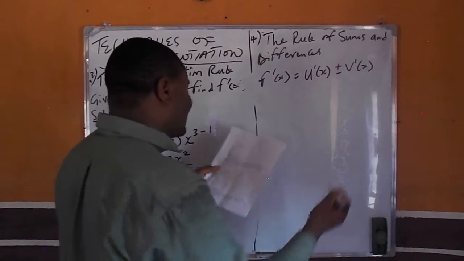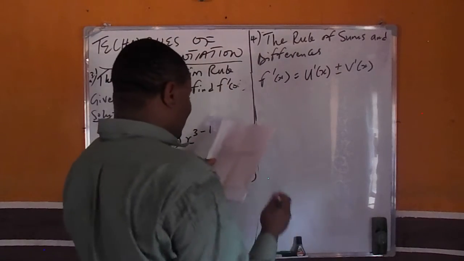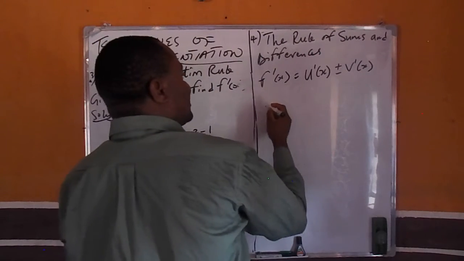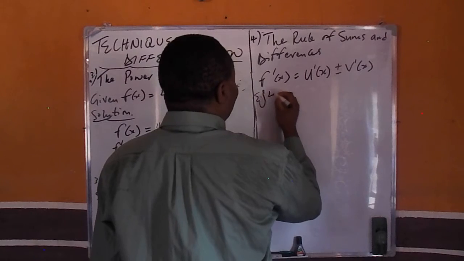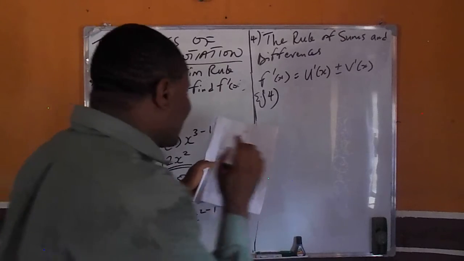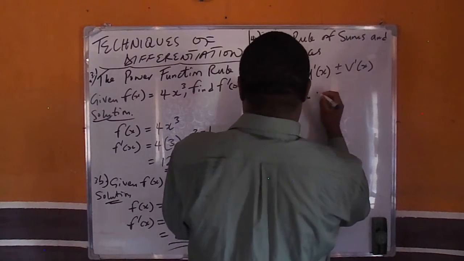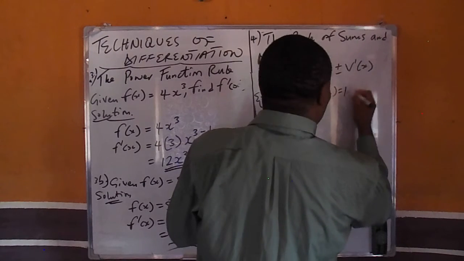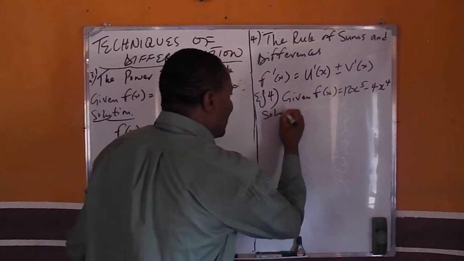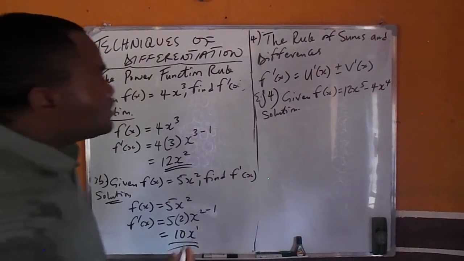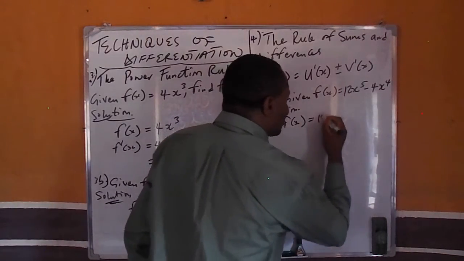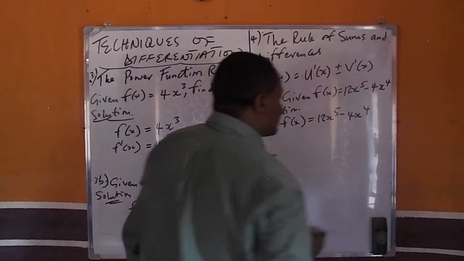Let's take an example under it. Under sums and differences, for example 4, we say given f of s equals 12s raised to power 5 minus 4s raised to power 4. Then we come here and say solution. How do we solve this? We say f of s equals 12s raised to power 5 minus 4s raised to power 4.